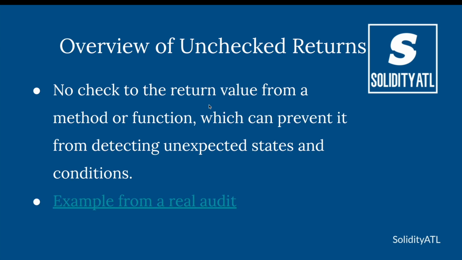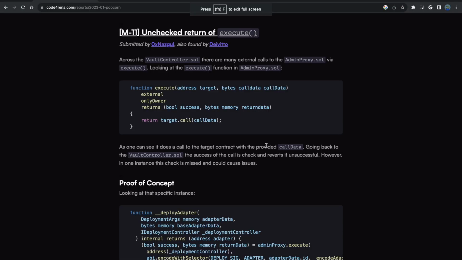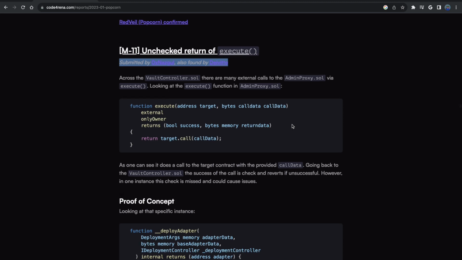Alright, so an unchecked return is essentially when a function call or method doesn't have a check for what's being returned on that function call. I know that's kind of a tongue twister, but if you have a function within your protocol, it may return a value, and some people don't check or evaluate if that value is what's supposed to be returned. So let's look at an actual example from an audit contest where two auditors caught an unchecked return.